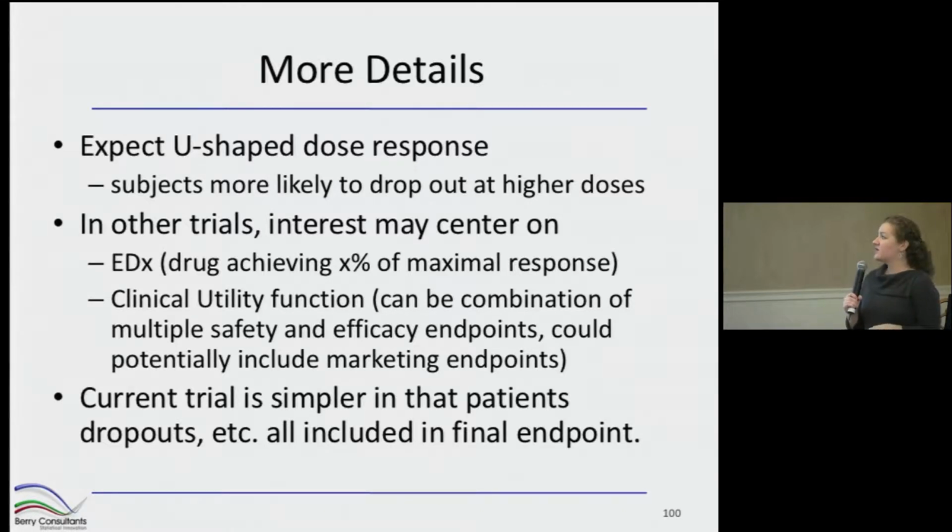Another way we sometimes handle that trade-off between efficacy and safety explicitly is by using a utility function. The idea behind this is to combine several endpoints. We can explicitly define that trade-off between the safety and the efficacy with a utility function, and then we try to find the dose that has the maximum utility, which combines those endpoints. Our current trial is a little bit simpler than that because we're just going to count patients who drop out as failures, so that aspect of the trade-off is explicitly handled in the primary endpoint.